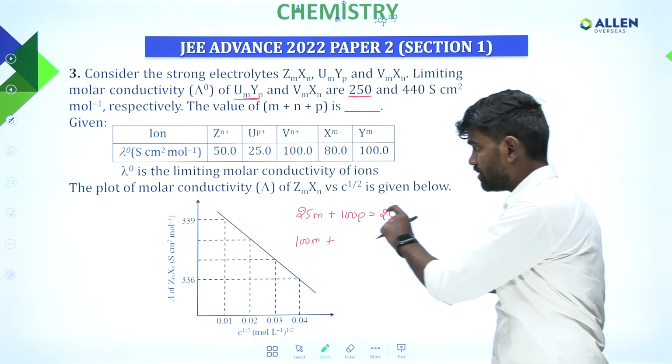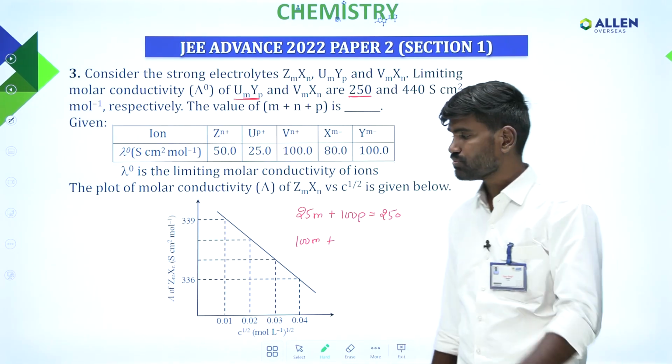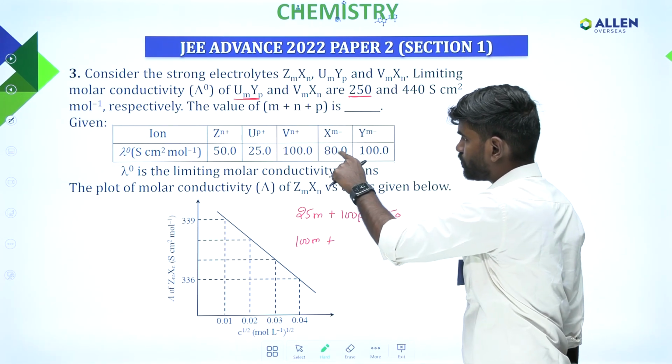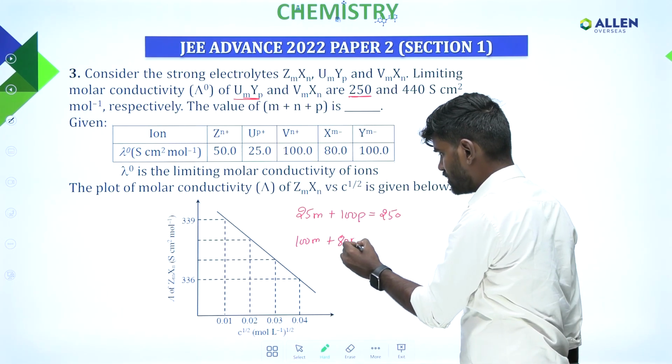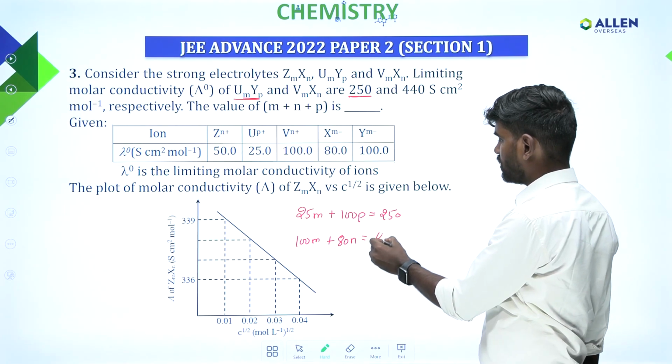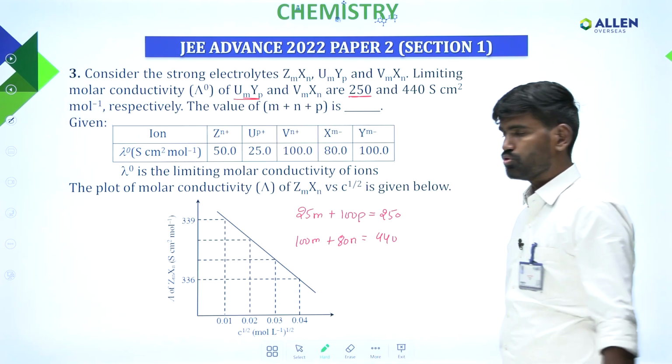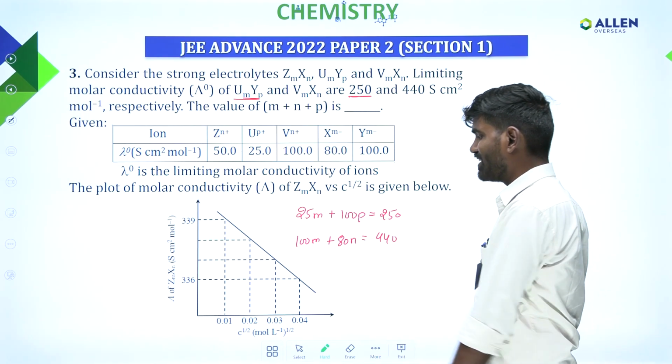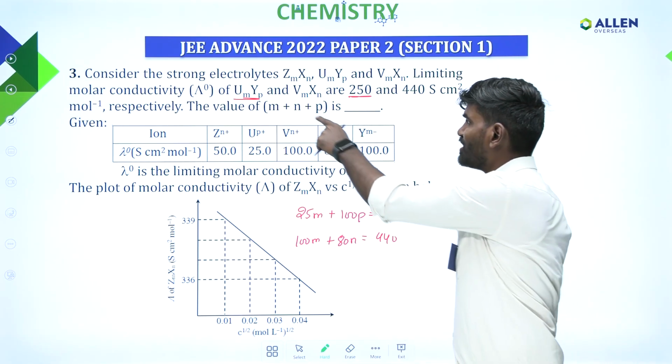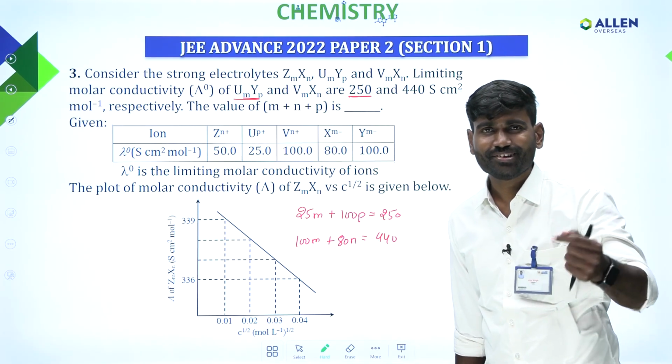How do we write the limiting molar conductivity by summing up the ions? That's what we are doing. For X, what is it? 80n. You will be getting another equation, that is 440. I got two equations. How many variables are there? Variables are 3, and I need to solve for all of them. That means I need a third equation.